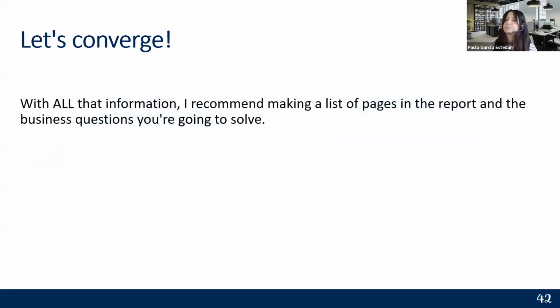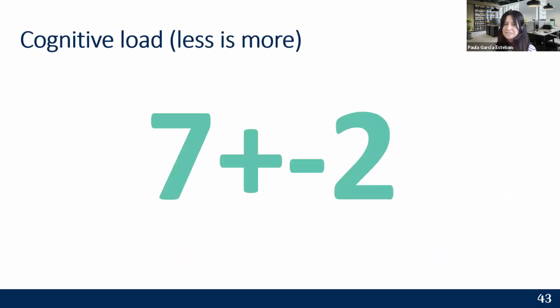How do we converge? Well, I recommend making a list of pages. So different pages, every page with maybe different objectives. Sometimes we try to put everything together in a single page, and that's sometimes wrong because we have limited cognitive load, and less is more. I don't know if I'm a minimalistic person or not, but it's been demonstrated that our cognitive load has limits, and those limits were studied in the 80s.